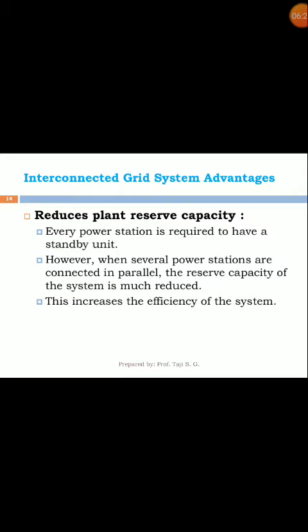Reduce the plant reserve capacity. Every power station is required to have standby units. However, when several power stations are connected in parallel, the reserve capacity of the system is much reduced. This increases the efficiency of the system.